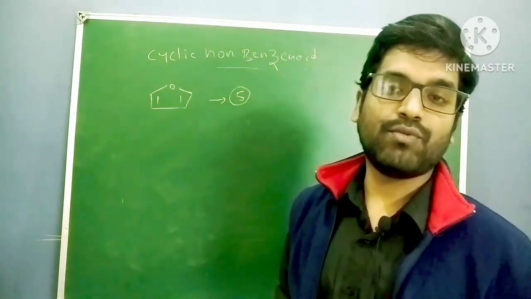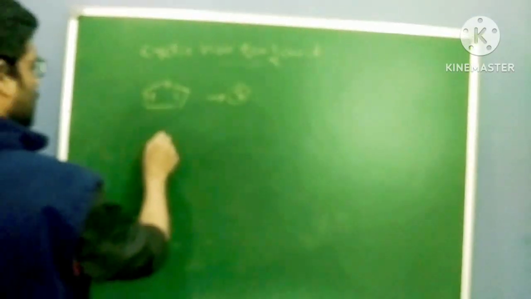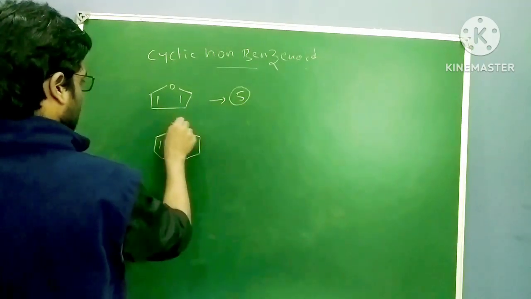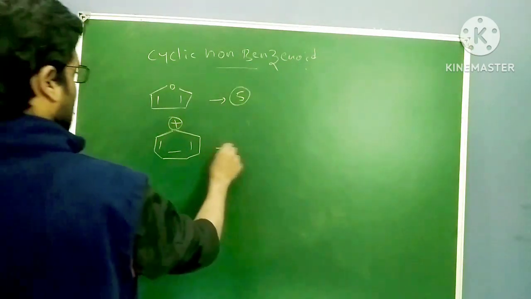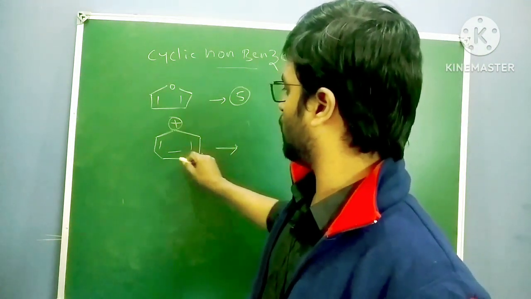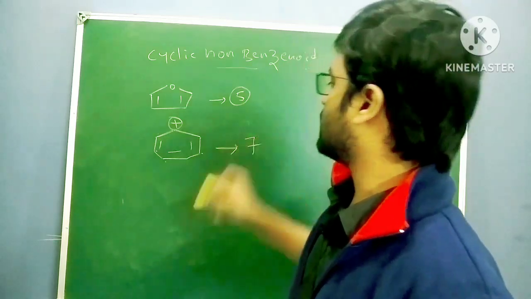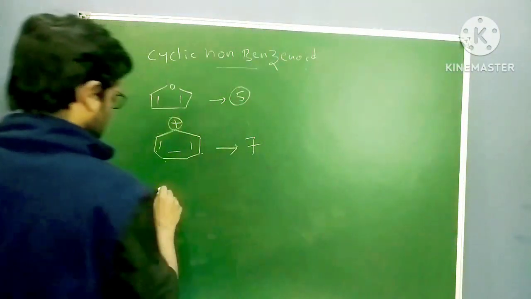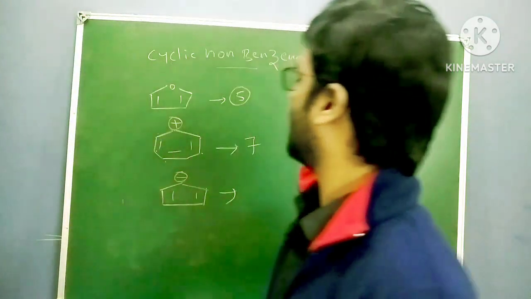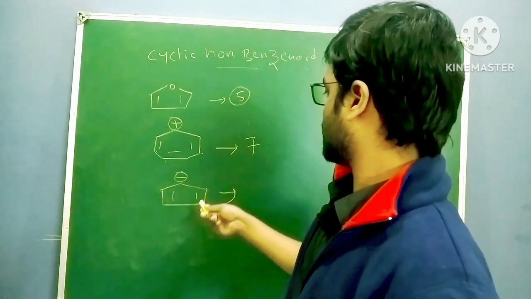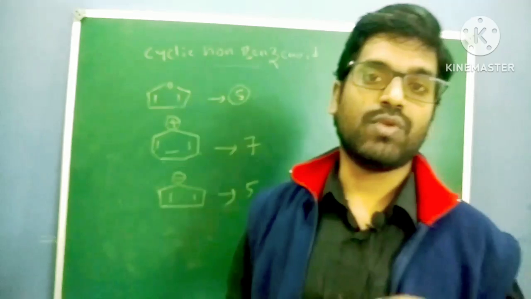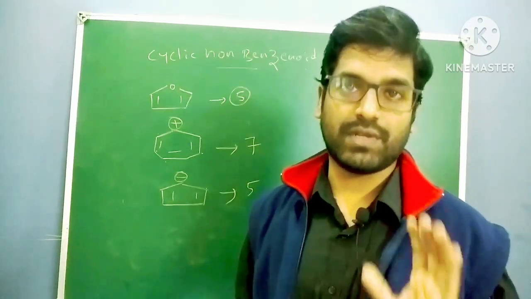If you have this cyclopropenyl cation, again cycloheptatrienyl cation, okay, cycloheptatrienyl cation. So totally this is cyclic and non-benzenoid. So 1, 2, 3, 4, 5, 6, 7. So totally 7 resonating structures. If you have this cyclopentadienyl anion, this is also cyclic and non-benzenoid, totally 5 atoms, 5 carbon atoms, so 5 resonating structures. Okay, so this is how you have to write resonating structures and the number of resonating structures.